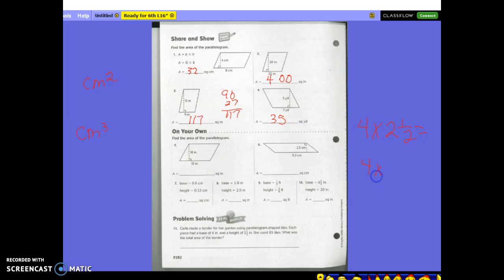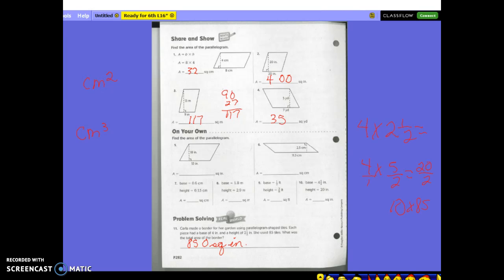So 4 times, we're going to make this improper. 2 times 2 plus 1 is 5 halves, right? We know we can put the 1 under here. Doesn't change that. 4 times 5 divided by 2 is 10. So the area of each little tile is 10, and she's doing 85 of those. So now we have 10 times 85. How many zeros are we going to have? And 1 times 85 is 85, so 850 square what? What's our unit of measure? Inches.